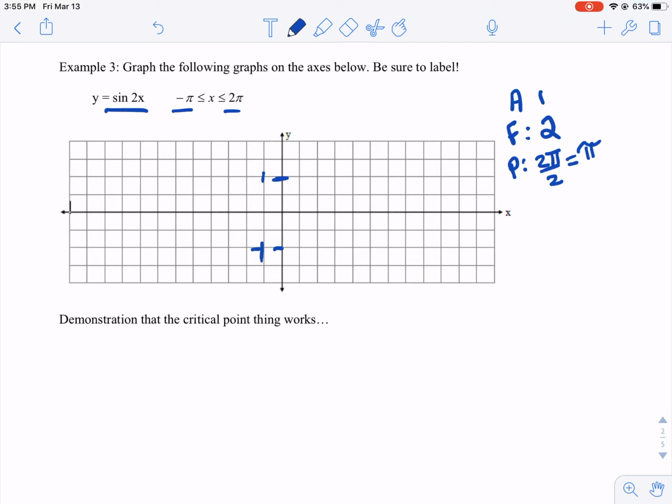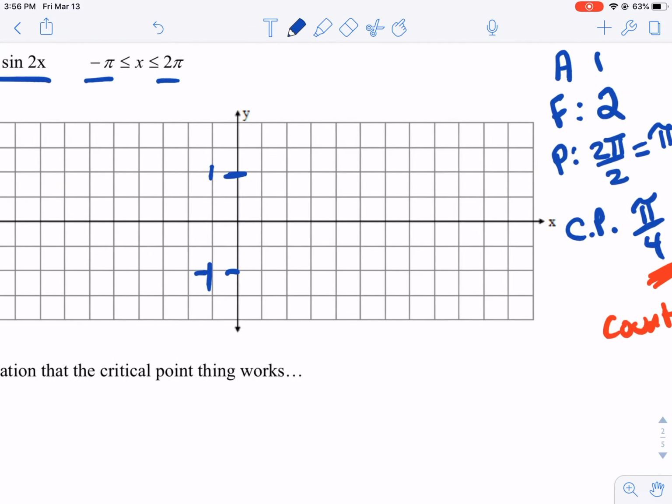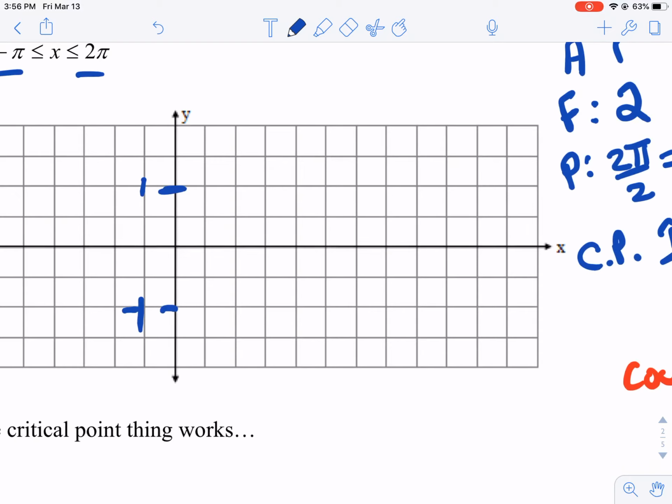But now what I'm going to do is I'm going to find what we call critical points. I'm going to take that period and break it into 4 equal parts. So the period is pi, and I'm going to divide it by 4. So what this does is tell me how to count on the x-axis. So we are going to count by pi over 4. Okay, now we have to get all the way to 2 pi, so I'm not going to skip any lines here.